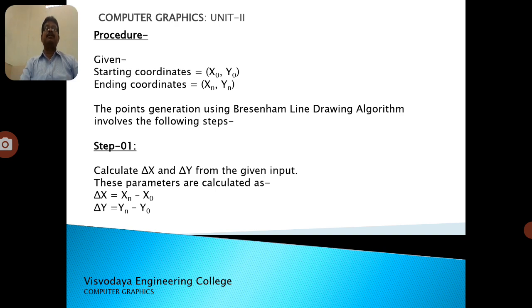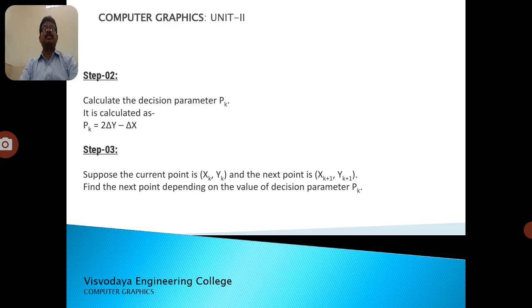First we calculate the values of delta x and delta y. This is a similar pattern to the DDA algorithm. Delta x is the differential of the x values, delta x equals xn minus x naught, and delta y is the differential of the y values, that is delta y equals yn minus y naught. One more value we find is the decision parameter pk, where the decision parameter decides the number of coordinates in between the starting and ending point.